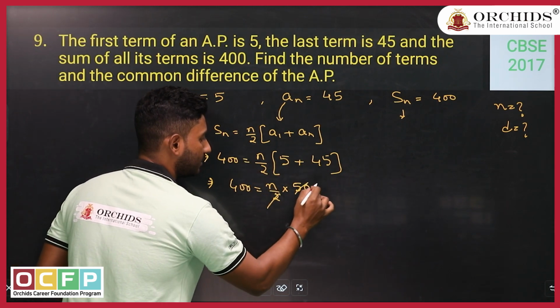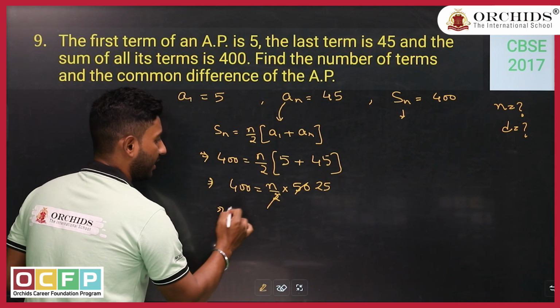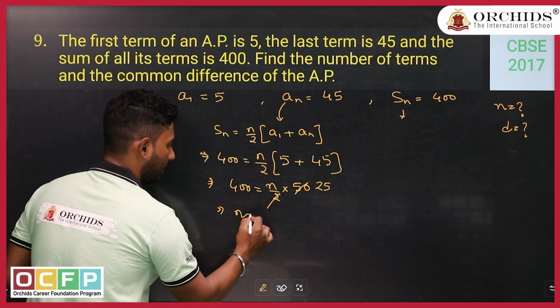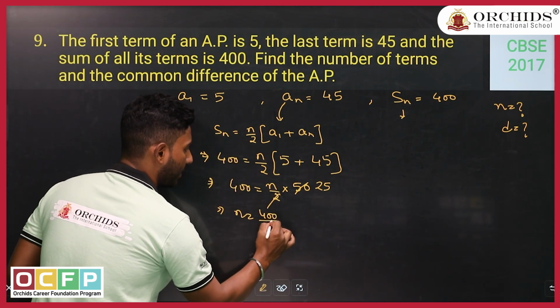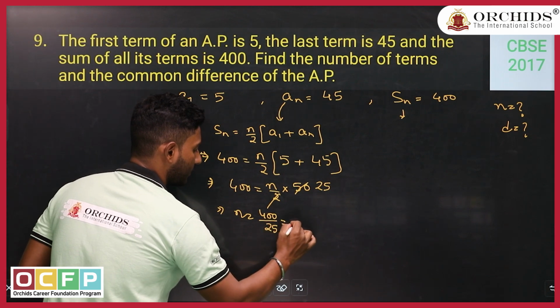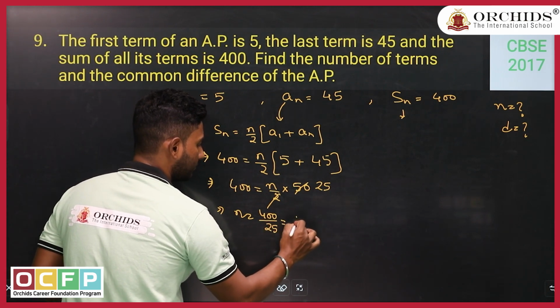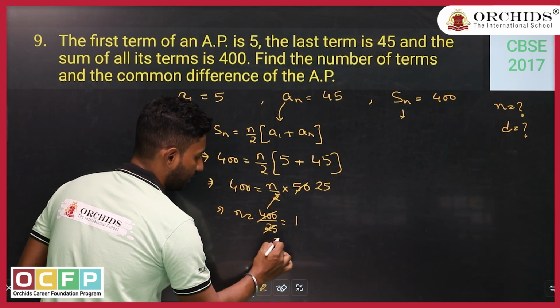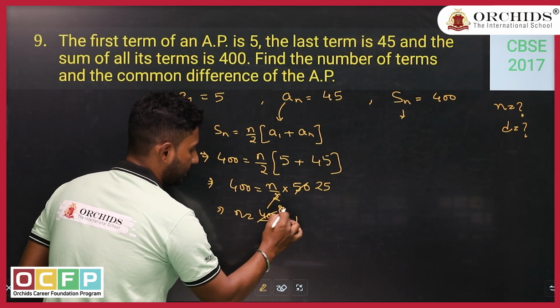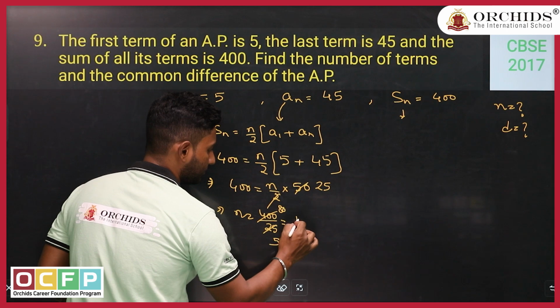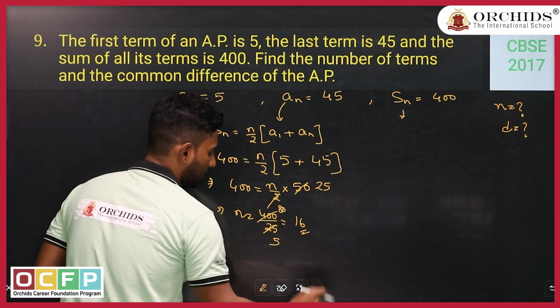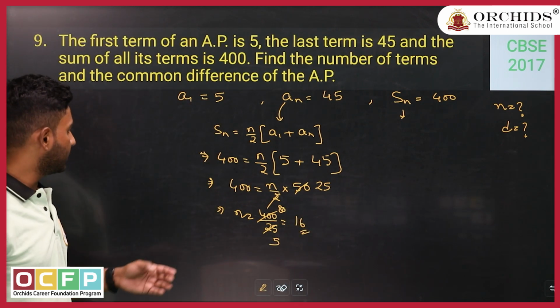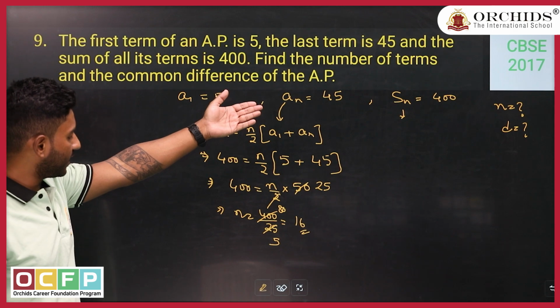Cancel it, 25. Bring 25 to the other side. 400 by 25. What is 400 by 25? Just simplify it, 5 into 80. 80 by 5, how much? 16. So what is the answer? The answer is 16. That's what we have got as n, right?